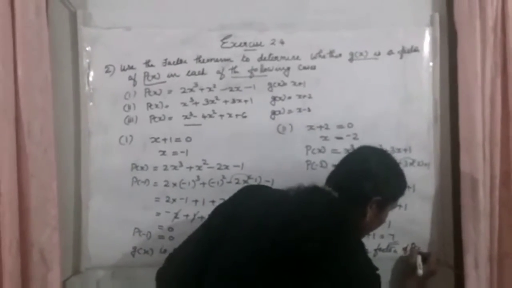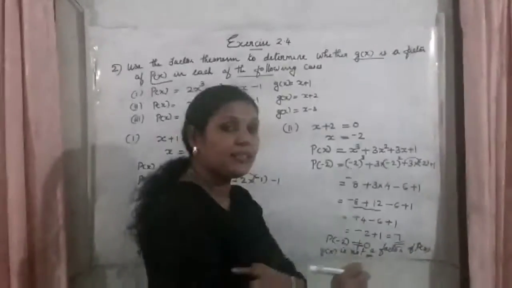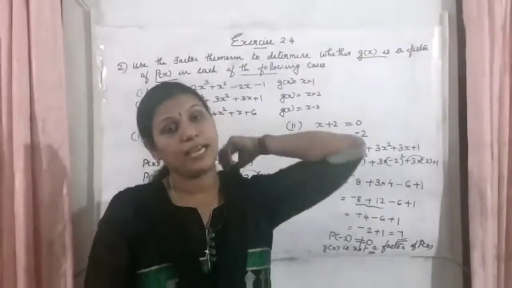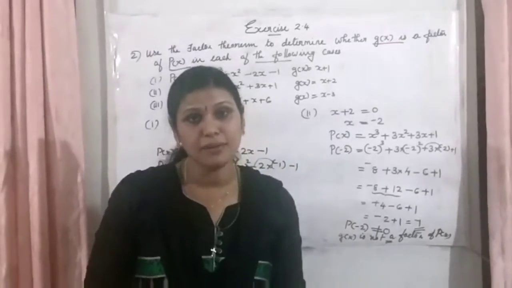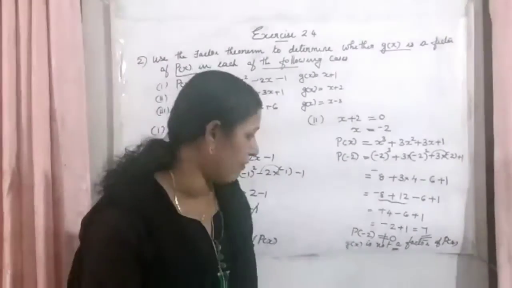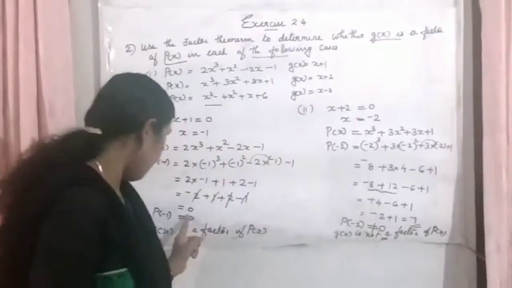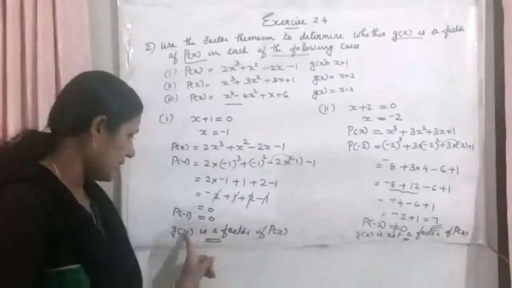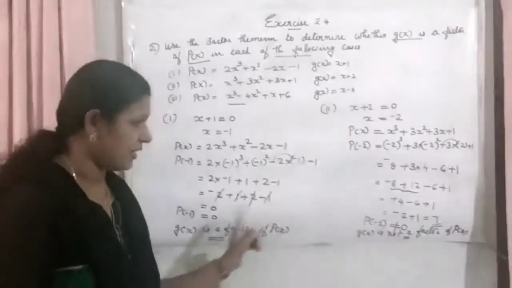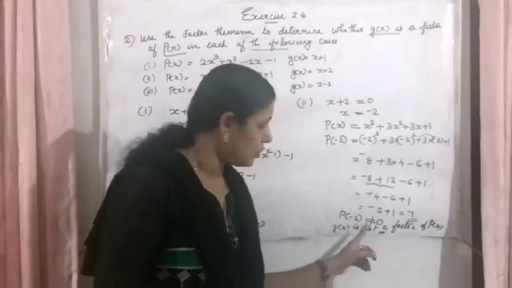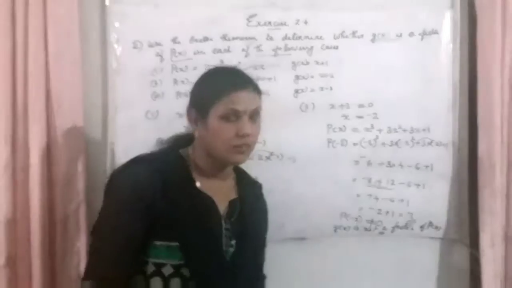Because the factor theorem says that if x minus a is a factor, then P of a equals 0, and if P of a equals 0, then x minus a is a factor. Here P of minus 1 is 0, so this g of x is a factor. Here we get P of minus 2 not equal to 0, so this g of x is not a factor.